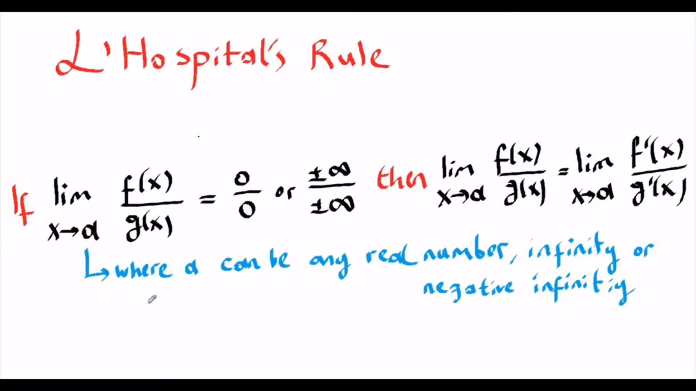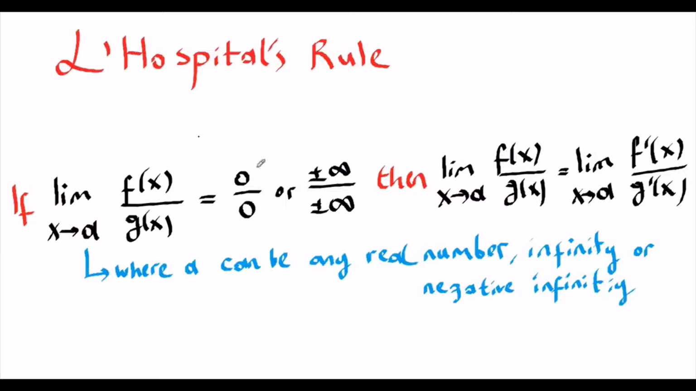If the limit as x is approaching a, where a can be a real number, infinity or negative infinity, equals 0 over 0 or infinity over infinity indeterminate forms, then this limit will be equal to the limit as x is approaching a, the same limit, of the derivative of the top over the derivative of the bottom.